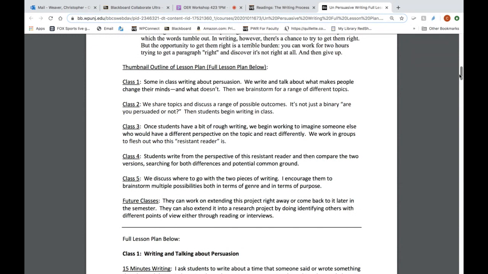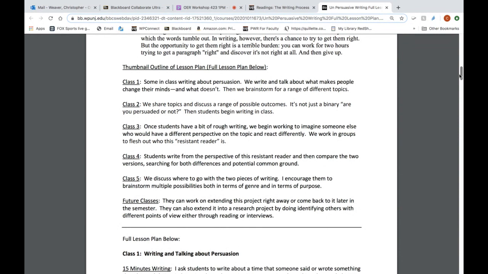The fourth class, they come in with these two pieces of writing: the original piece of writing that they did, and then the second piece of writing, from the point of view of a resistant reader. So these two pieces of writing, what are they going to do with them? Again, I emphasize, I don't care who's right or who's wrong. I don't care who's more persuasive or less persuasive. That would be the point of a traditional persuasive paper, but it's not the point of my unpersuasive paper.